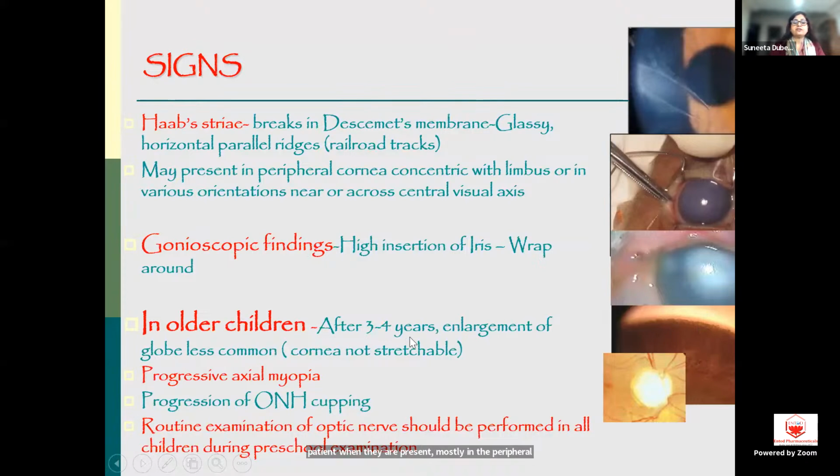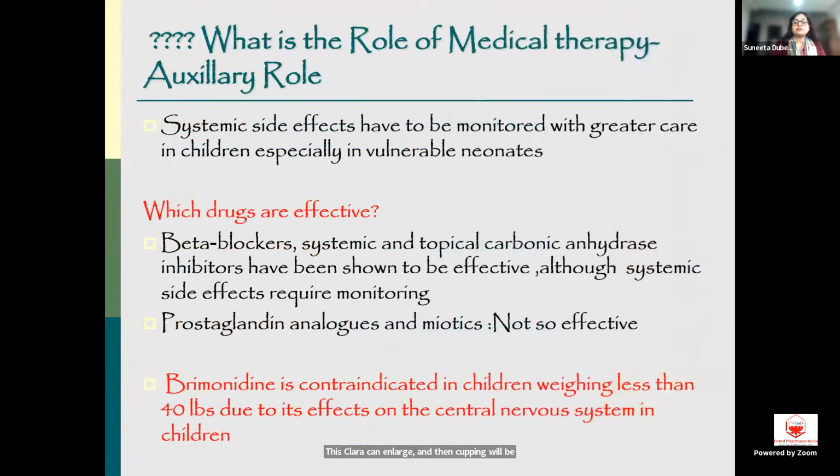And in older children, when the glaucoma develops after 3 to 4 years, you will not see any enlargement of the cornea, but there will be progressive axial myopia because the eye is enlarging anyway. The sclera can enlarge, and then the cupping will be progressing. All these examinations should be performed during your EUA or during your examination.